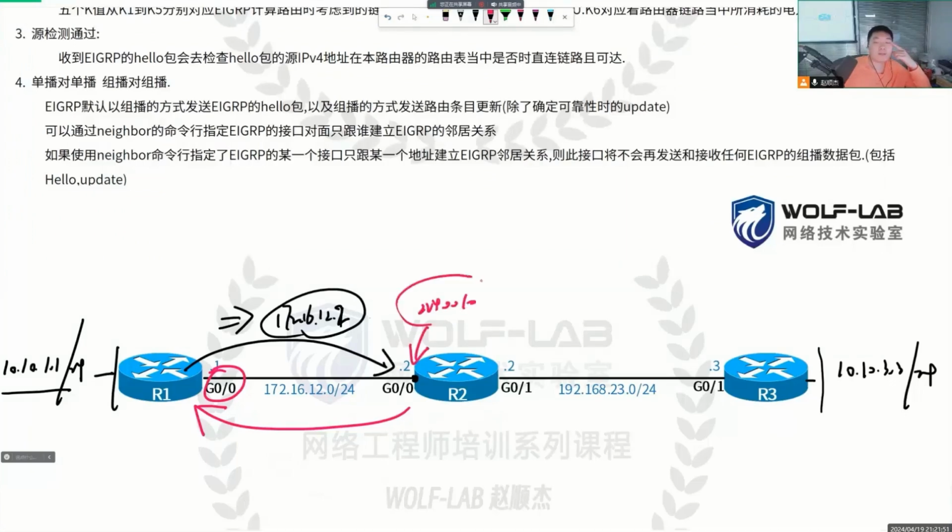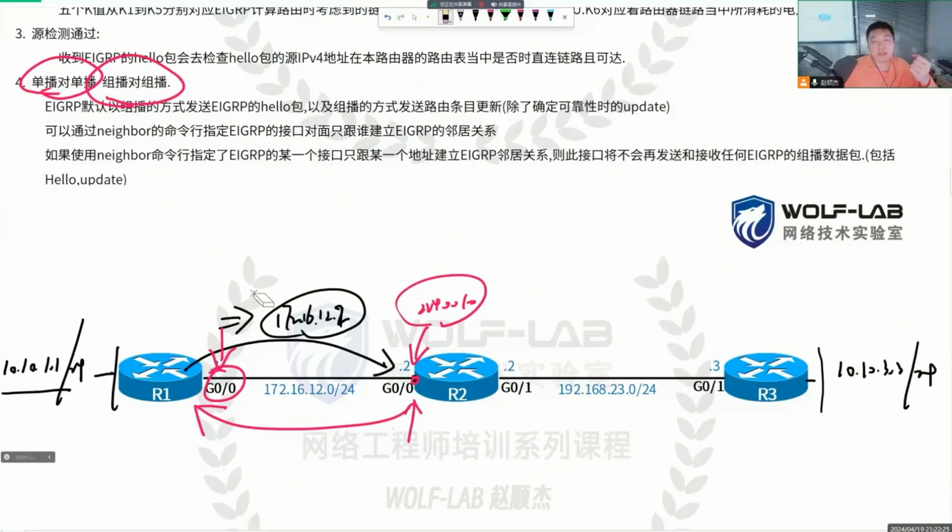Once we set the neighbor address, this interface can only establish a neighbor through unicast or establish a neighbor through multicast. You can only choose one of the two. So now, if we want R1 and R2 to establish a neighbor relationship, we need to let R2 also send messages to R1 in a unicast way. I pay special attention to you. You are the only one in my eyes. It's that simple and crude.